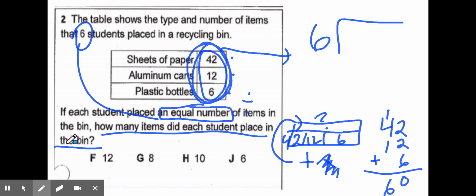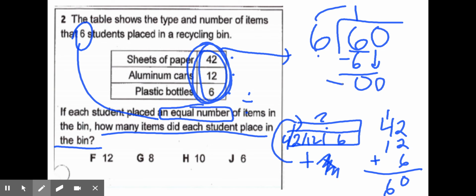Now be careful, sometimes 60 would be a choice when you do your first step and there's that banana there, but they didn't do it. So I'm going to put 60 inside my house for my dividend and I'm going to divide. 6 can go into 6, 6 one time. 1 times 6 is 6. Subtract, bring down. Can 6 go into 0? No, 6 times 0 is 0. So my answer is 10.